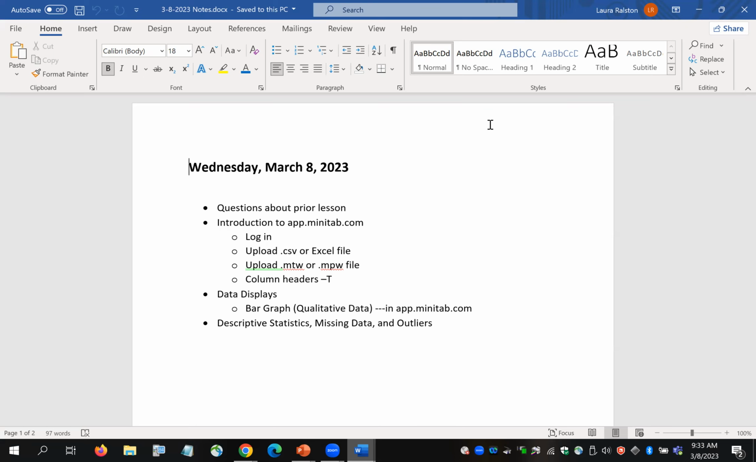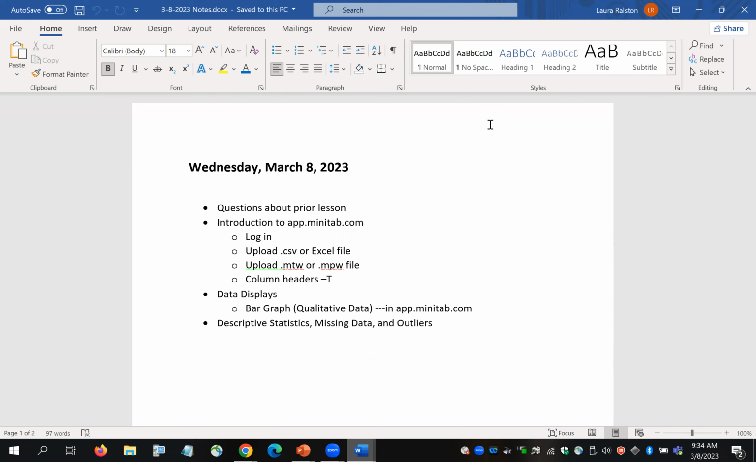Minitab is the statistical software program that we're going to use throughout this course to do all of our statistical analysis. I believe I mentioned in the previous class that no researcher, no statistician, even biologists or people in the business world, do statistical analysis by hand anymore. We have technology that will do it for us.